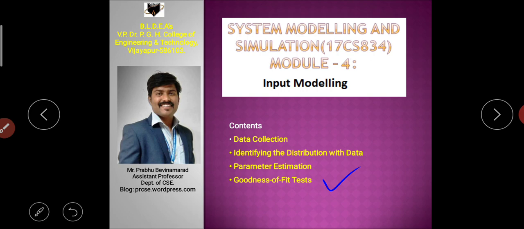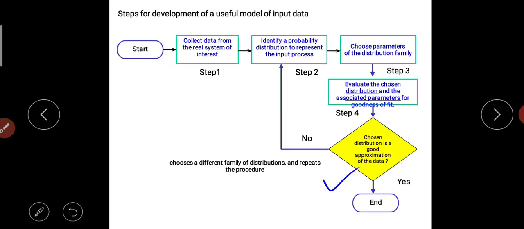In this video, I am going to discuss input modeling. In the previous lecture video, we have seen the different development steps for a useful input model. So here we will discuss in detail each and every step. The following flowchart shows the steps for development of a useful model of input data.